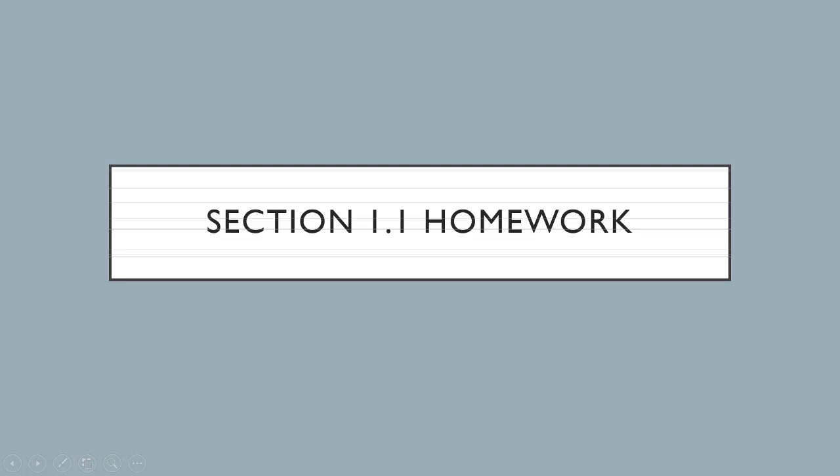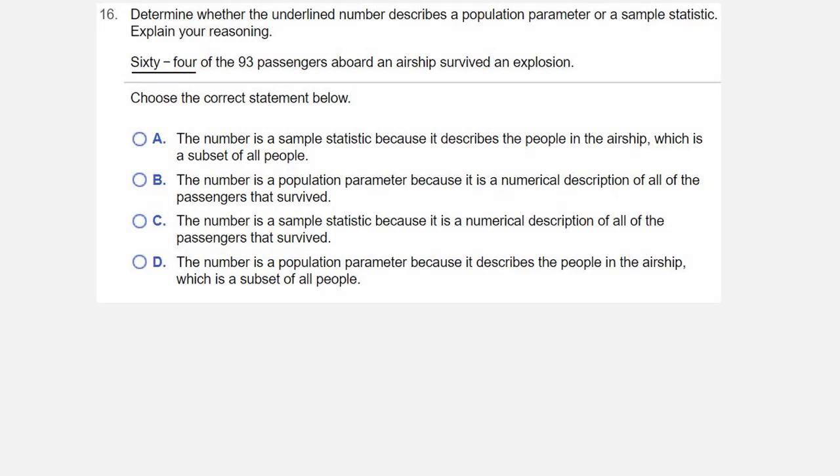We're looking at homework from section 1.1. This is question number 16. Determine whether the underlined number describes a population parameter or a sample statistic. Explain your reasoning. 64 of the 93 passengers aboard an airship survived an explosion.